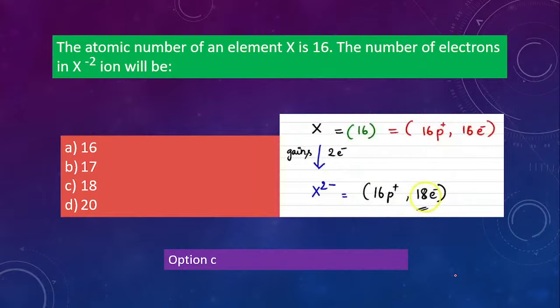So it depends on the charge. Your protons will be 16. It will be the same. For this question, the electrons will change. So here electrons will be 18 and not 16. Okay, is that clear now?